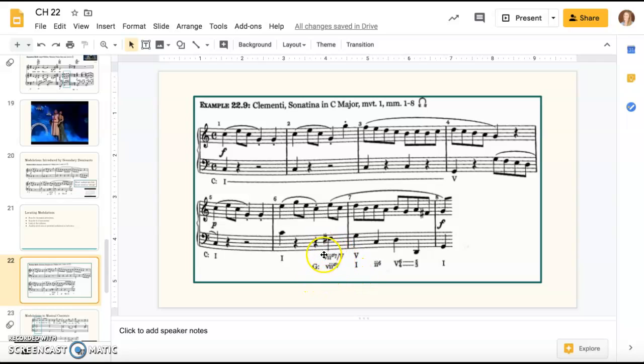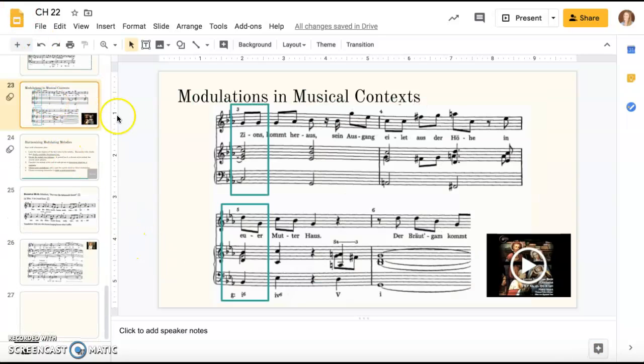So we have this secondary function leading tone chord going to the dominant chord in C major, or we have that secondary function leading tone chord going to the tonic in the new key. So we have that 5-1 motion, or that dominant to tonic motion, with that 7 chord to the 1 chord in this new key.